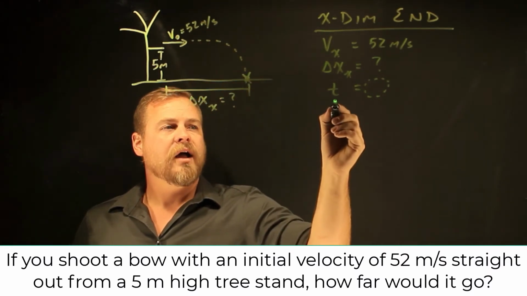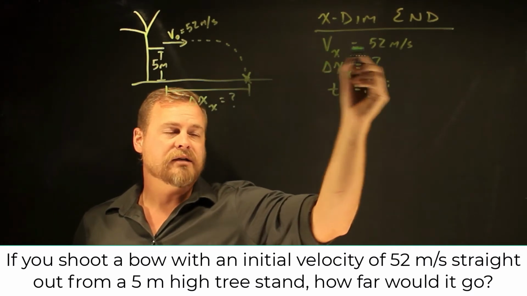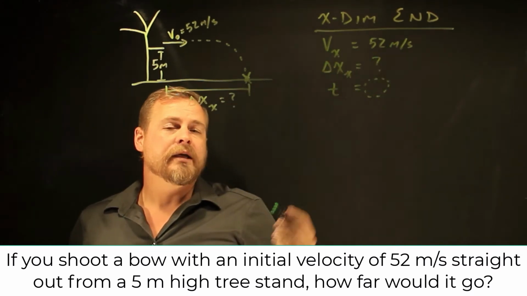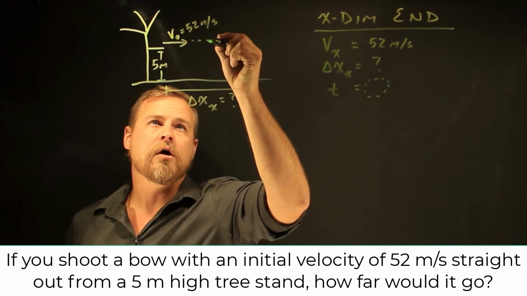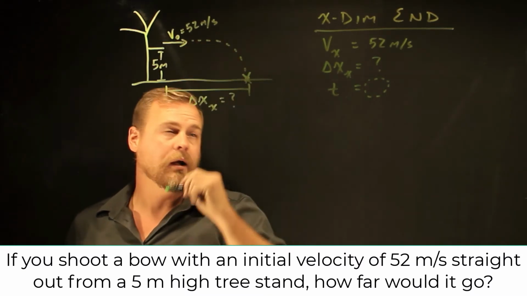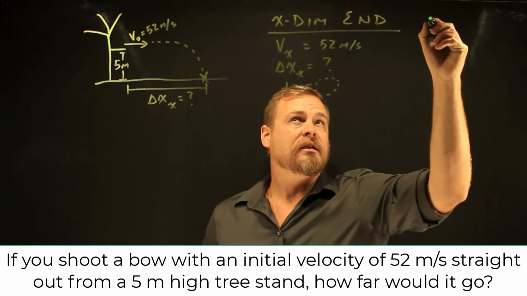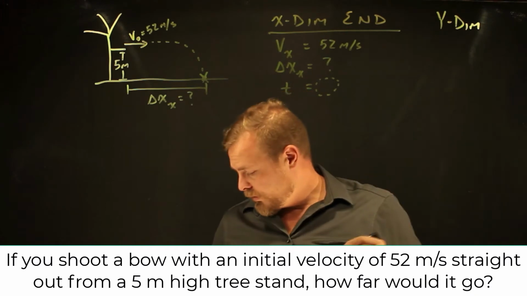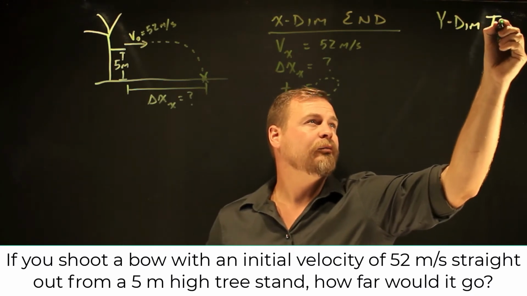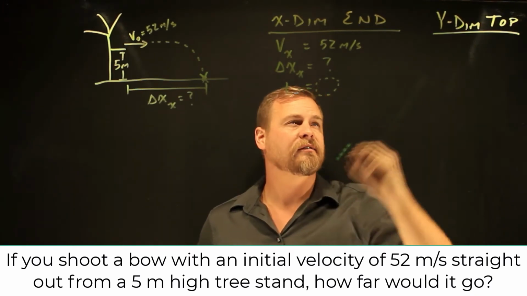And so the amount of time it has to travel in the x dimension at this velocity is the same as the amount of time it takes for the arrow to fall from 5 meters to the ground. And so I'm going to look at the y dimension, and we're going to look at it from the perspective of a fall. So I'm going to look at the top.